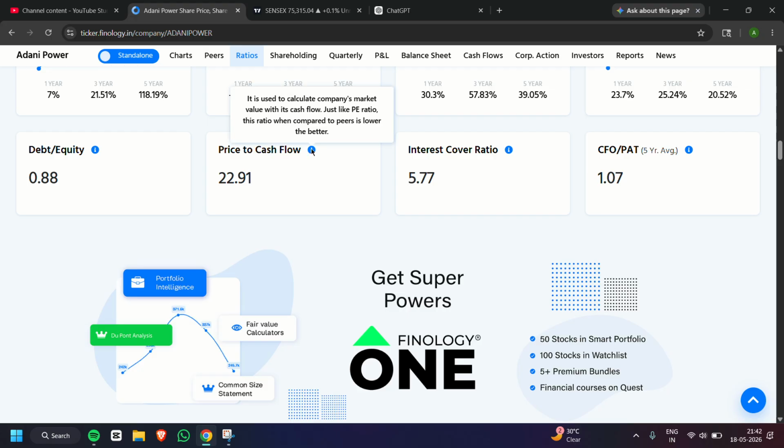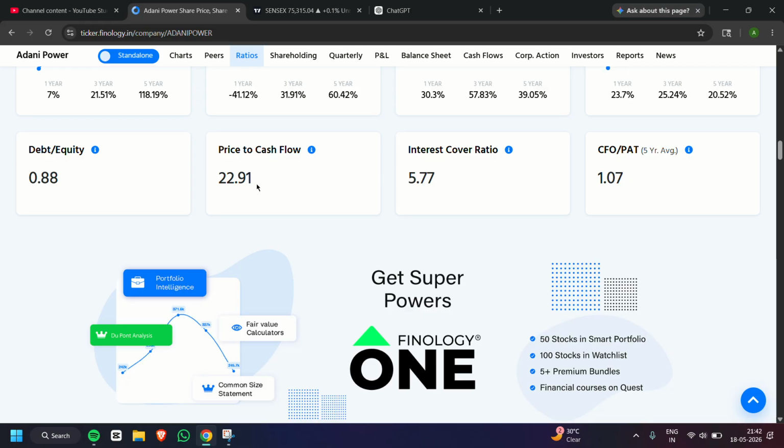If you want to read the definition of it, you will see that it is used to calculate a company's market value relative to its cash flow, just like the P/E ratio. This ratio, when compared to peers, is the lower the better. That line is much more important than everything else. That means when the price to cash flow ratio is lower, it would be better.